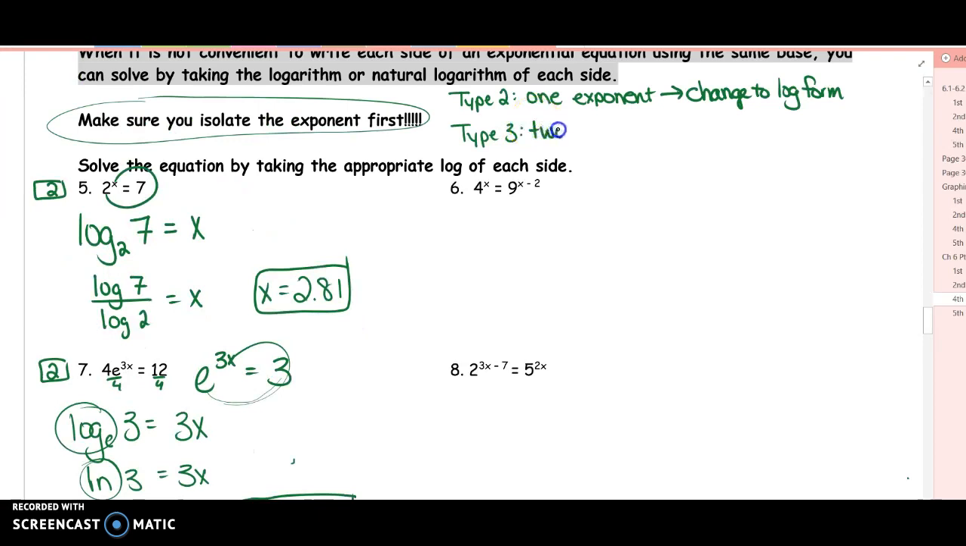Type 3 have 2 exponents, and the bases cannot be written as the same thing. If you think about 4 and 9, can you rewrite 9 as 4 raised to something? No, not easily at least. So if you can't make the bases match and there's exponents on both sides, you are going to take the log of both sides. So number 6 is a type 3, number 8 is a type 3.